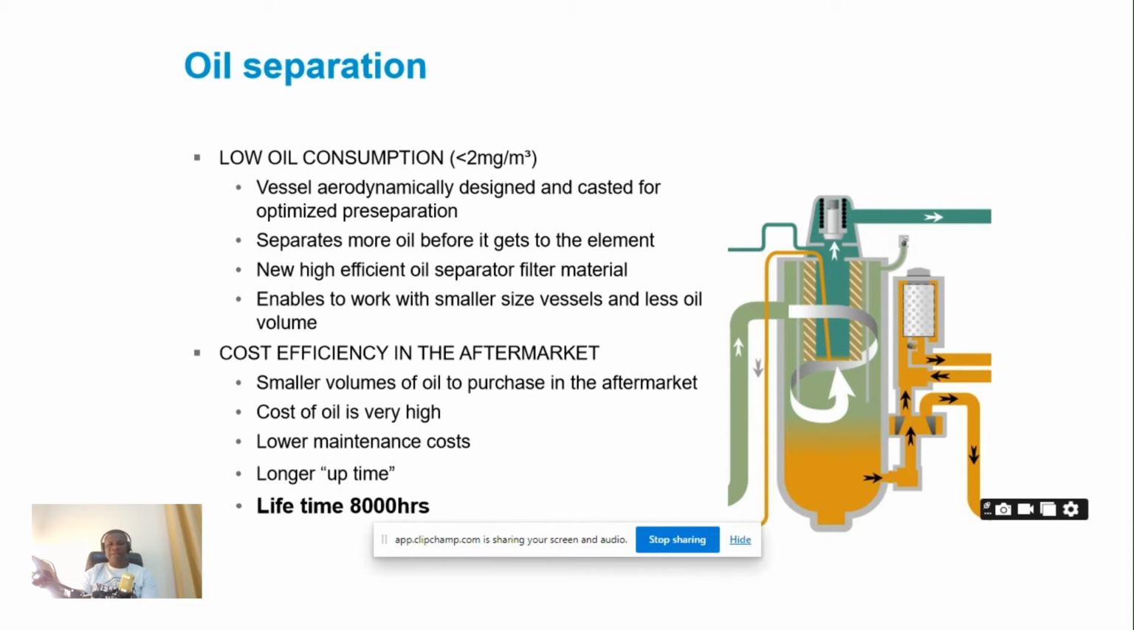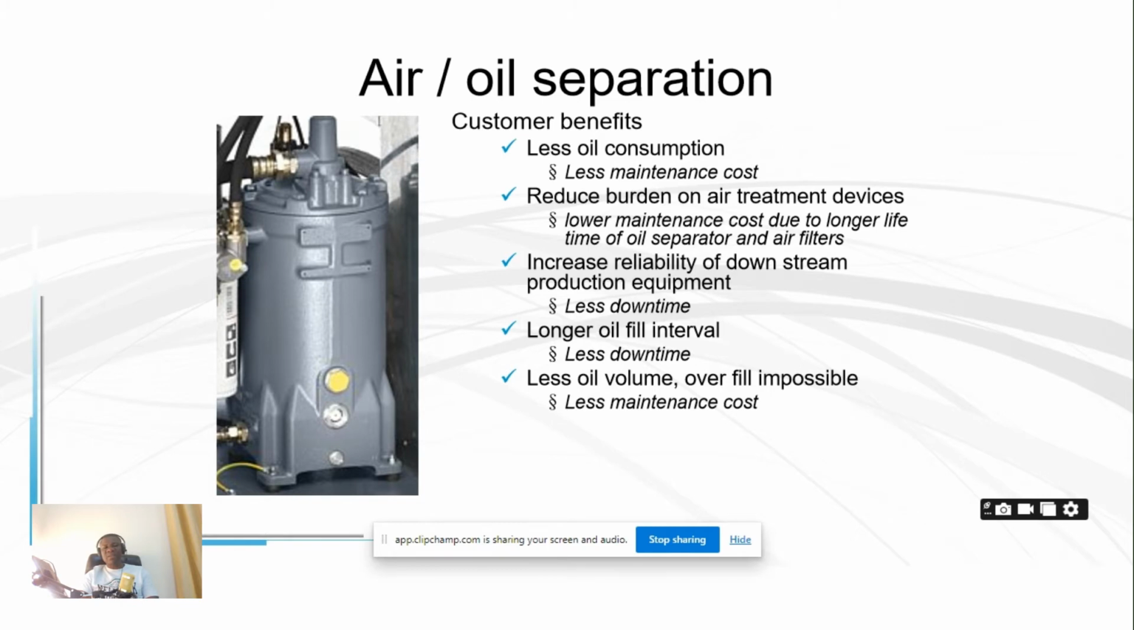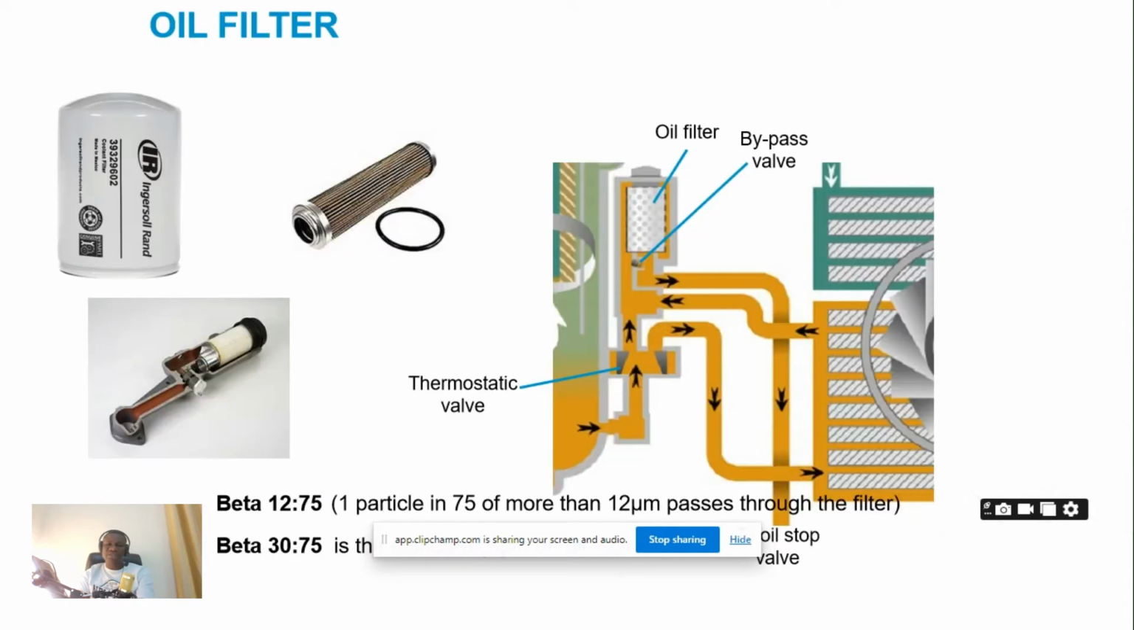So I've explained everything about oil separation. This oil separator is usually replaced after 8,000 hours, which is sometimes 2 years, sometimes 1 year, depending on how much this machine runs. Now, oil filter.